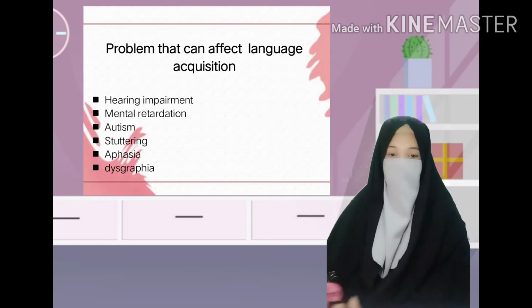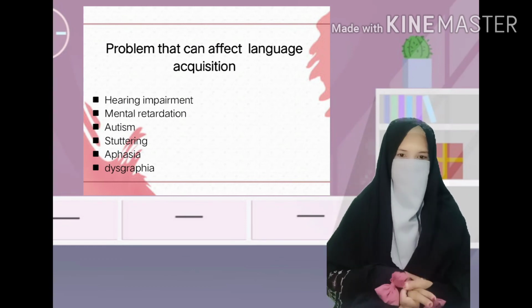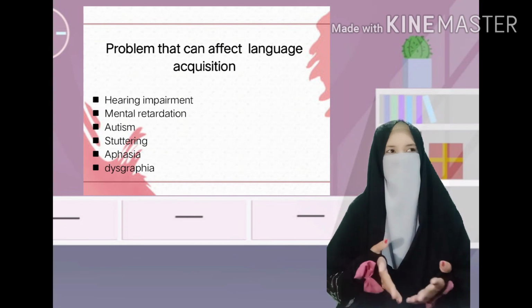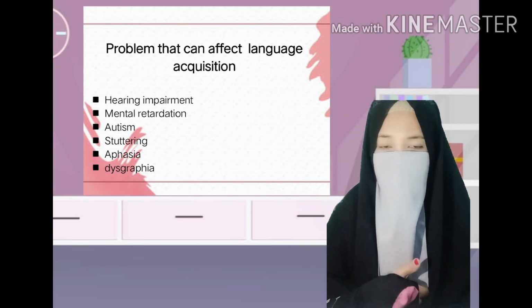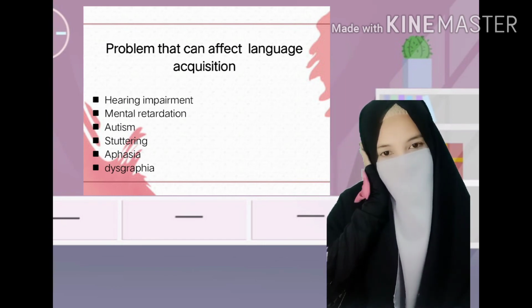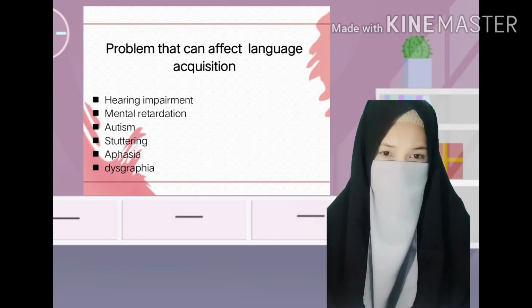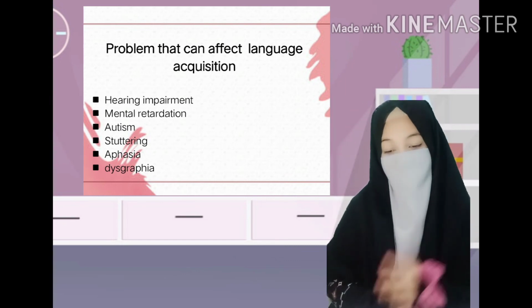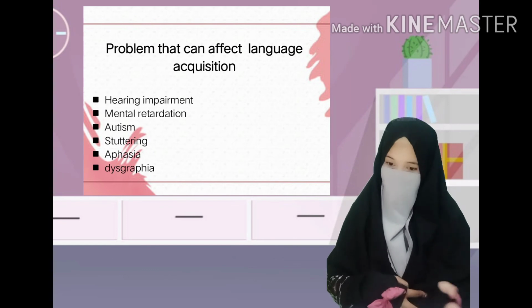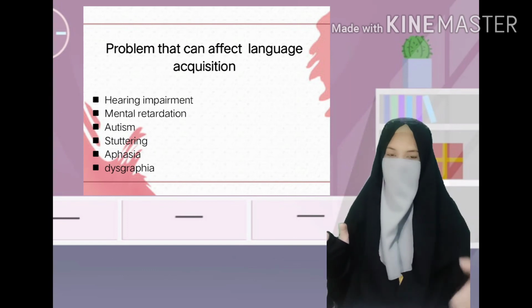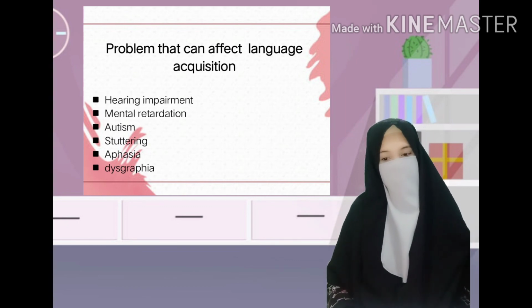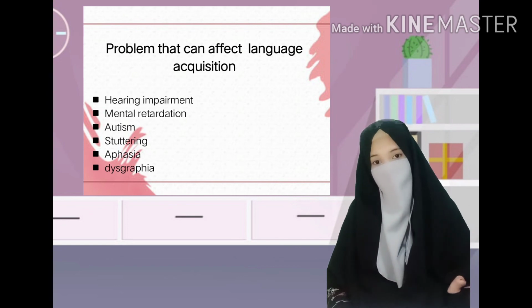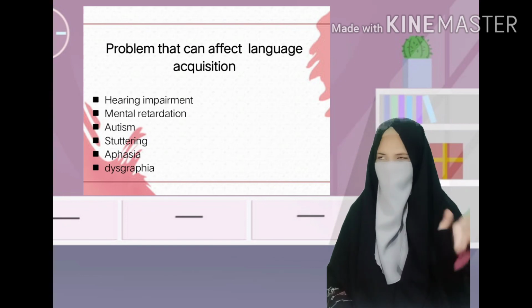And the last, there are several problems that can affect language acquisition. The atypical language indicators are hearing impairment, which might cause a delay in language acquisition. And the next, mental retardation, which might cause a delay in language acquisition. And the next, autism. It is a language impairment from the very beginning. And the next is stuttering. It is a repetition of sounds, syllables, or phrases where the speaker cannot pronounce the word.